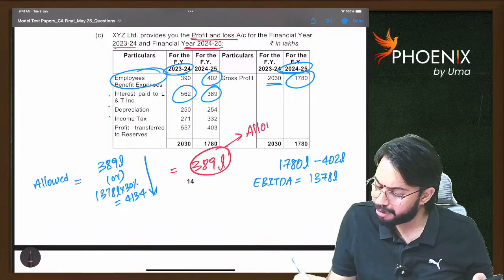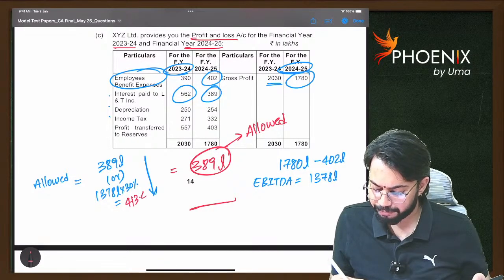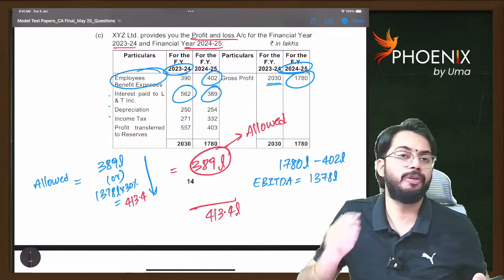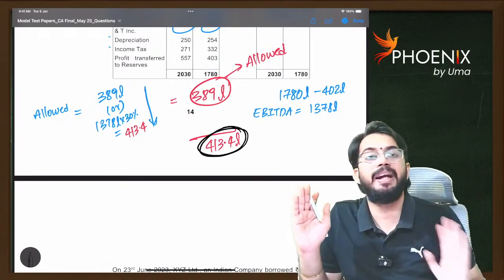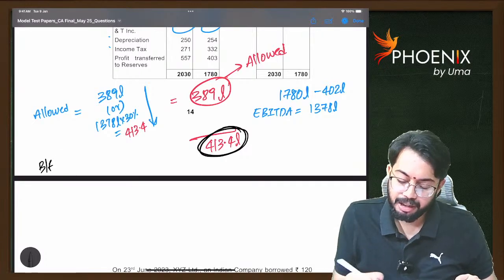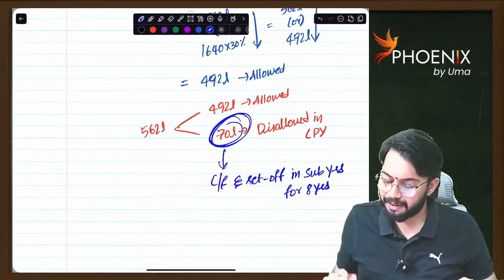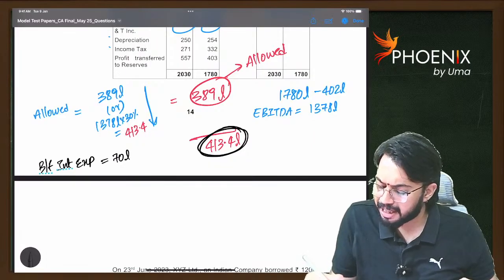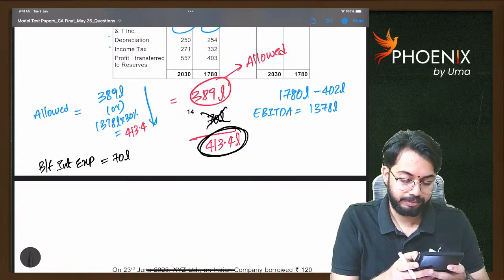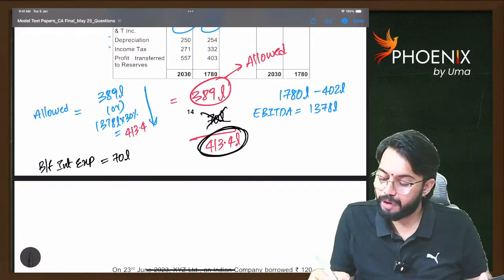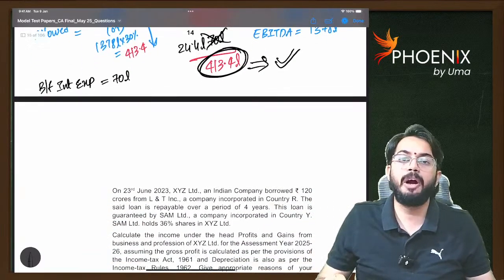389 lakhs allowed. Now there is some space. How much is the limit? 413.4 lakhs, correct? So in the current year, we have a limit up to 413.4 lakhs, but the actual interest we paid is 389 lakhs. But brought forward interest expenditure is there. How much is it? 70 lakhs. Now, can we claim 70 lakhs here? No, not possible. How much is possible? 413.4 minus 389, 24.4 lakhs we can claim as deduction in the current year. So in the current year, we will claim a total of 413.4 lakhs as deduction.